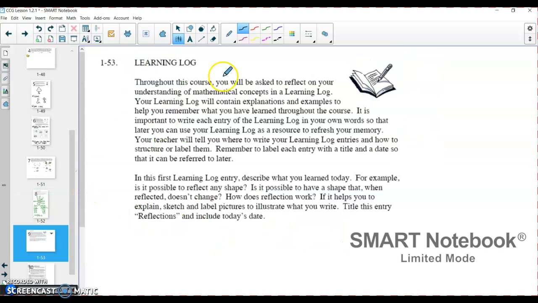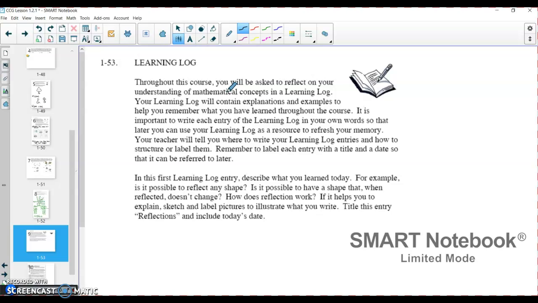All right, the last one, we just have the learning log. I bring it up here just because it's the first one of the year, technically, and it just brings up the idea of it. And so it says, throughout the course, you'll be reflecting on your understanding of mathematical concepts, and that's why I find it important. All right, things will stick better with you if we reflect on it.